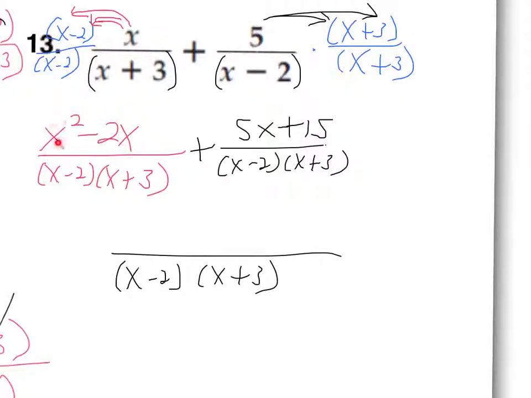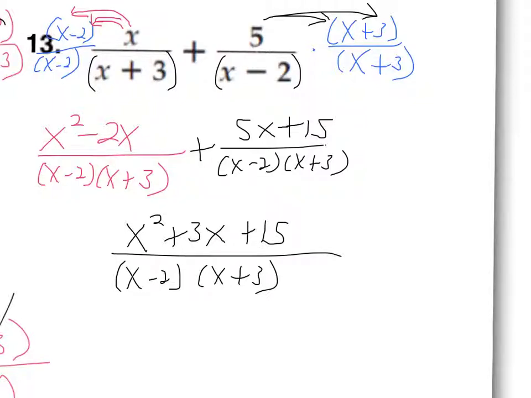X squared does not have any other like terms that go with it, so it's just going to be the same, x squared. But minus 2x and positive 5x, those can be combined. If you combine those, you actually get positive 3x, and then at last we have 15.